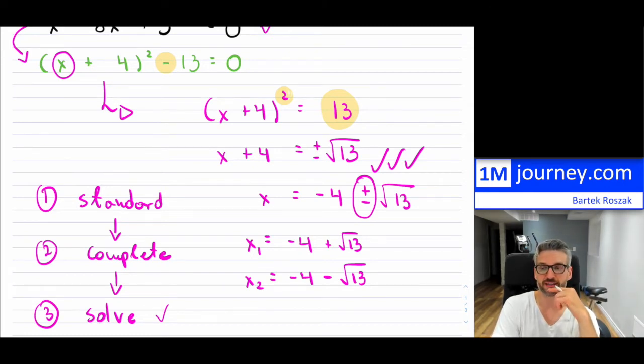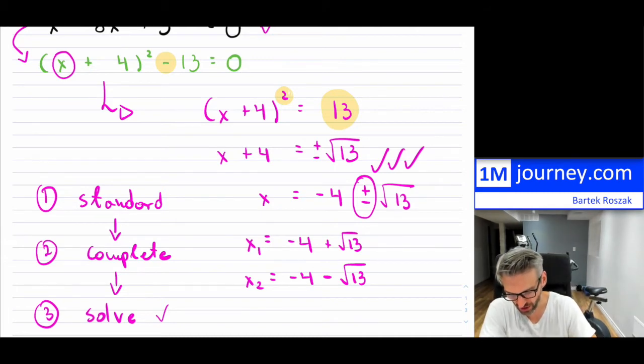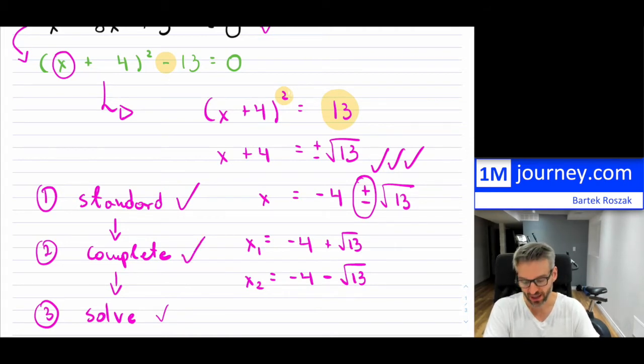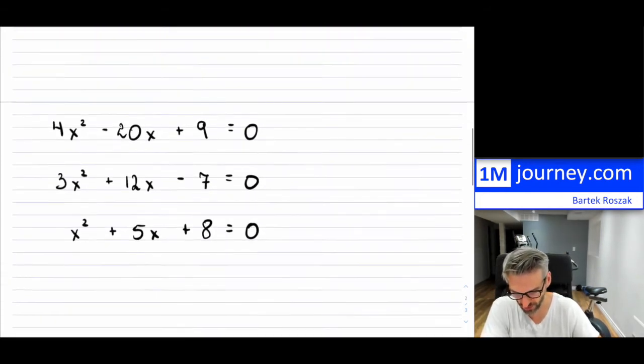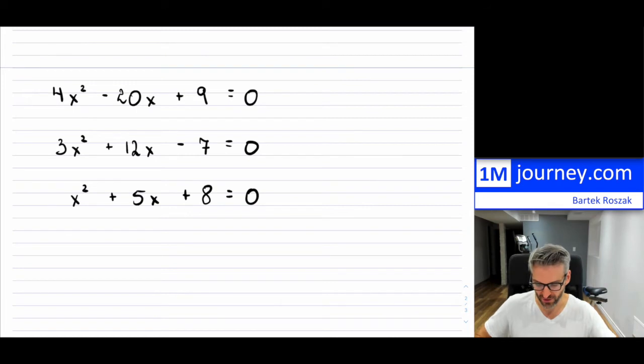So let's try these, okay? So let's try this method of taking a standard form of a quadratic, completing the square, and then finally solving it. So let's try to do that on a few examples. So I've prepared a few here for us. And so these ones, you can certainly try to use factoring. You're going to have a very hard time trying to factor these out. So factoring kind of is going to go out the door.